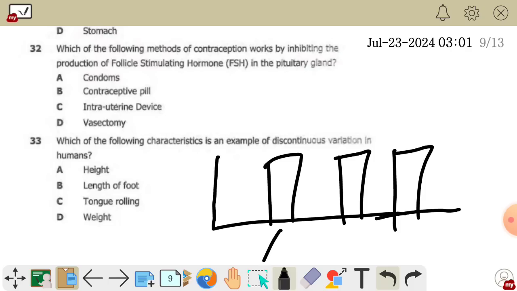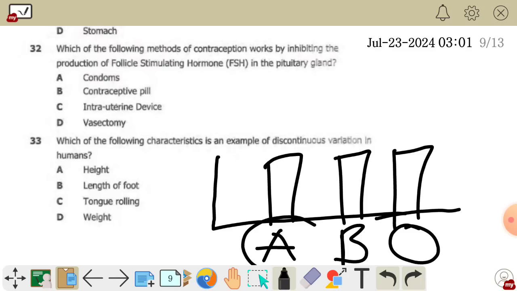Okay, so let's say this is for example blood groups. Blood group A, blood group B, blood group O and AB. So we do not have people who fall in between A and B or in between O and B, but we have discrete groups in discontinuous variation. So among these examples, the one which is discontinuous is tongue rolling. Why? Because in tongue rolling, those who cannot roll their tongue fall in one group, and those who can roll their tongue fall in another group. We do not have intermediates. Those who are in between, we do not have them in tongue rolling.